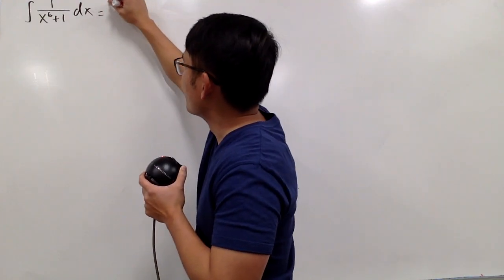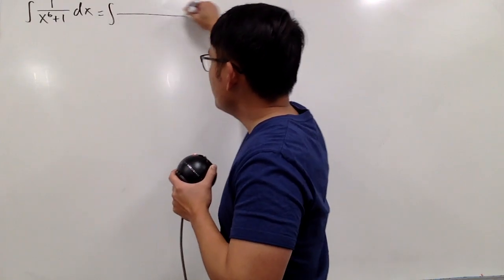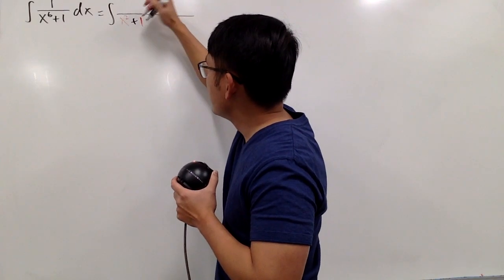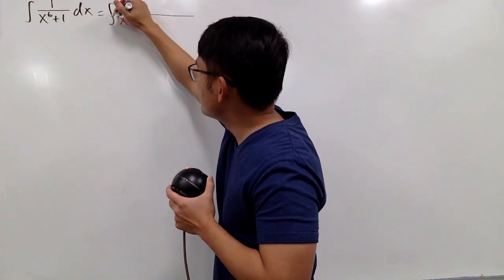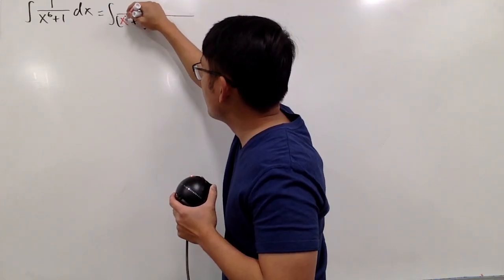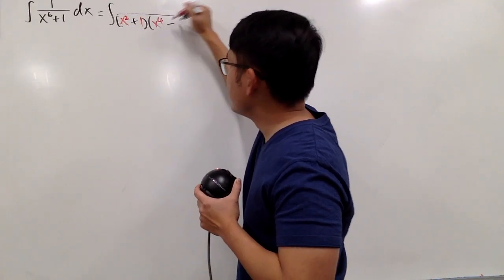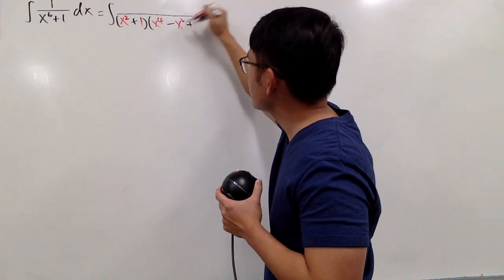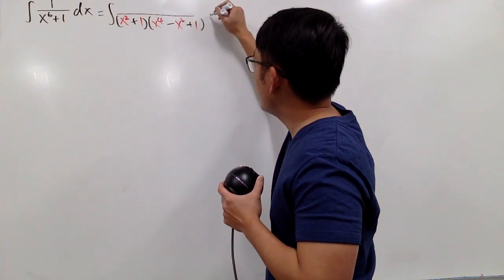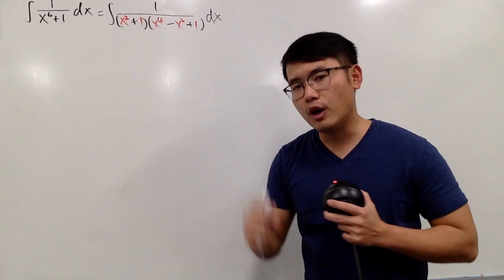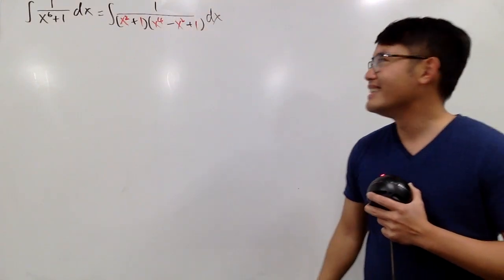In the real world, of course. So when you do that, you get x squared plus 1, and that's the first factor. The second factor is x squared squared, which is x to the 4th power, minus x squared times 1, which is x squared, and then plus 1 squared, which is still 1. And then you have that dx. And don't forget, you still have the 1 on the top. 1 always likes to be on the top.